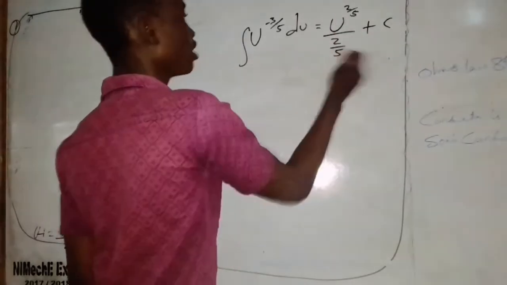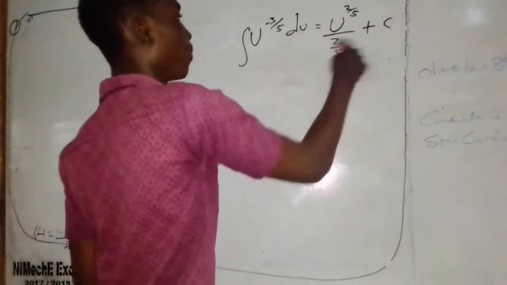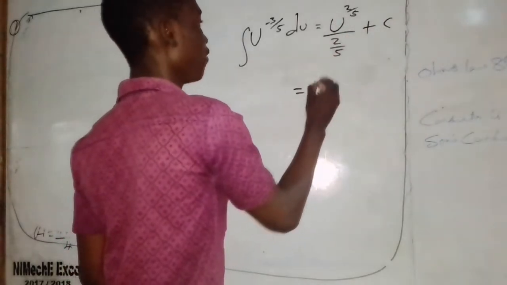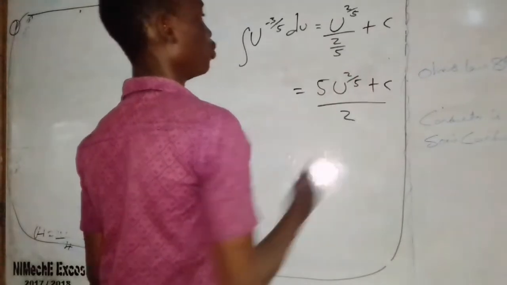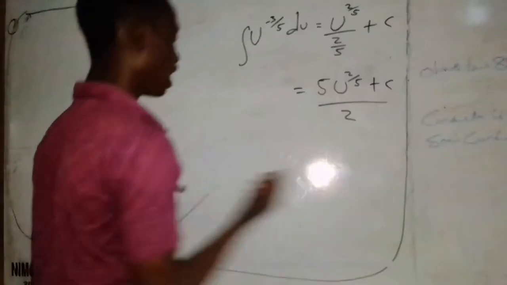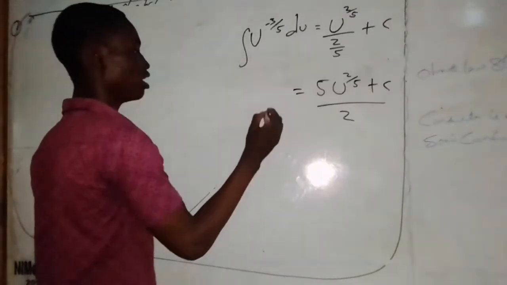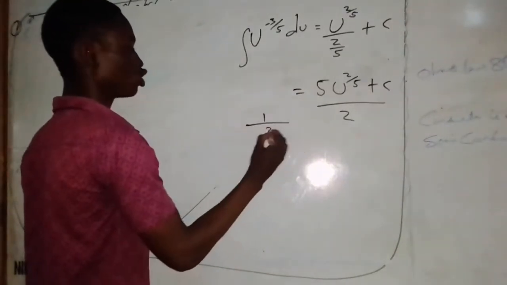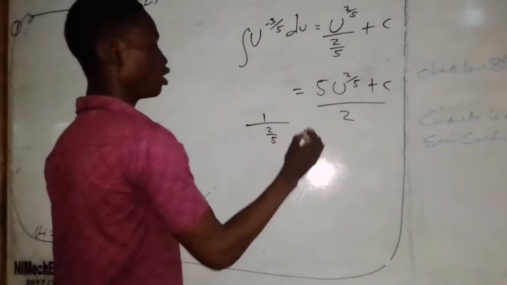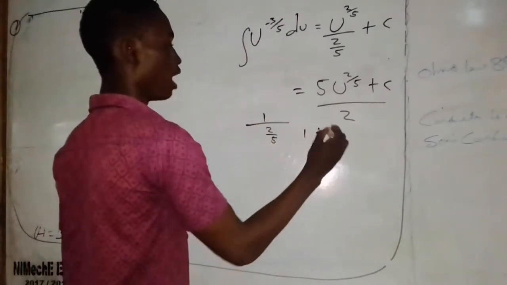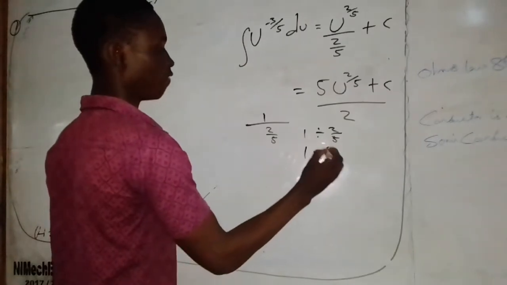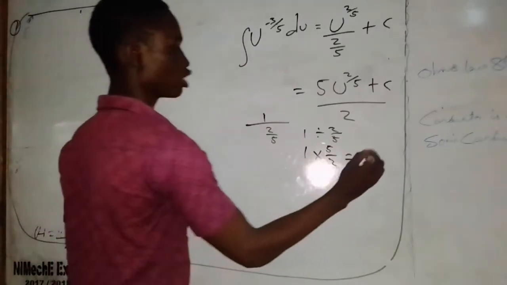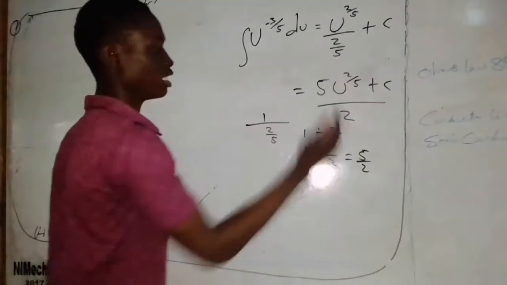So once you have this inverse, just use this one, bring it up, and we're going to have 5u raised to the power 2 over 5 plus c over 2. You get that? From that formula, imagine you have 1 divided by 2 over 5. It's the same thing as 1 divided by 2 over 5. Division changes to multiplication, so you have 1 times 5 over 2. So the answer is going to be 5 over 2, just something like this we did.